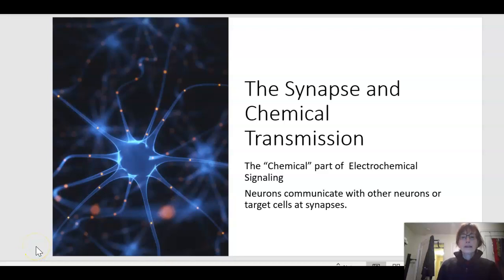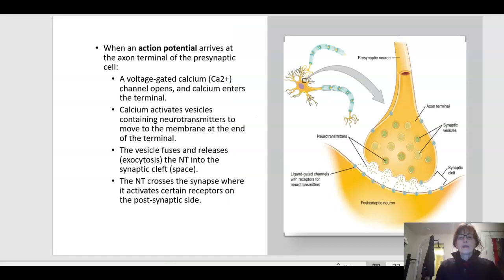Finally, we're going to be looking now at the synapse and what happens in terms of the chemical transmission. So remember we said that neurons operate through electrochemical signaling. So here's the chemical piece. We're looking at what happens at the level of the synapse.